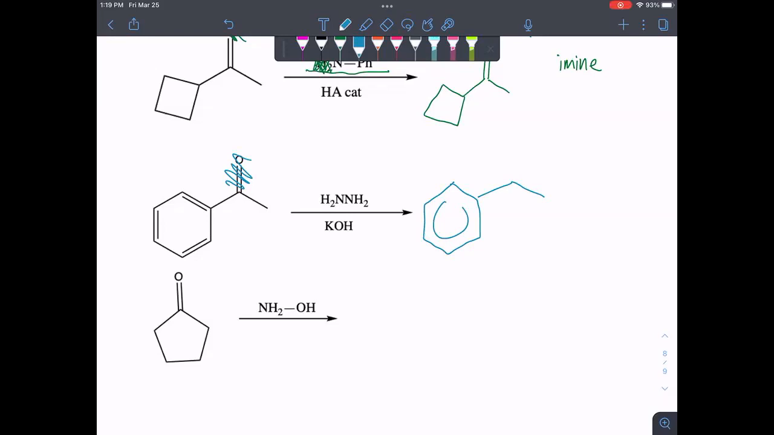Then what's another way to reduce ketones like this, to reduce them into CH2s? The Clemmensen reduction. It does the same thing as this. Yeah, so with Wolff-Kishner, it first goes through an amine intermediate, and then the base and the water kind of get rid of the amine.